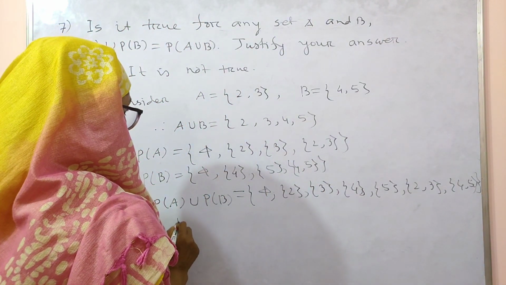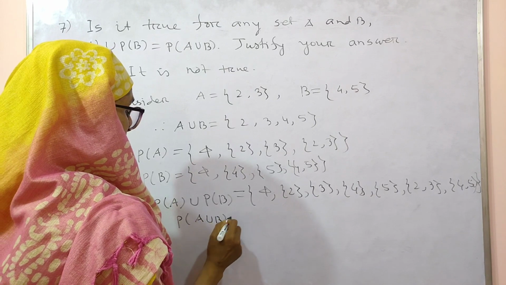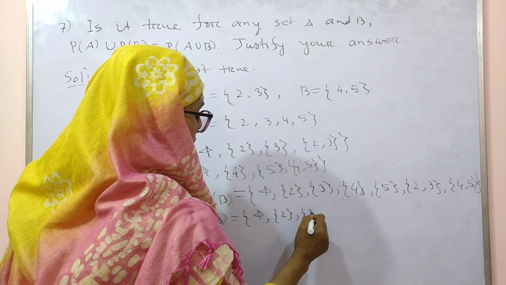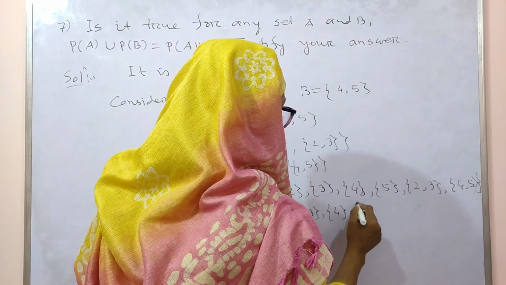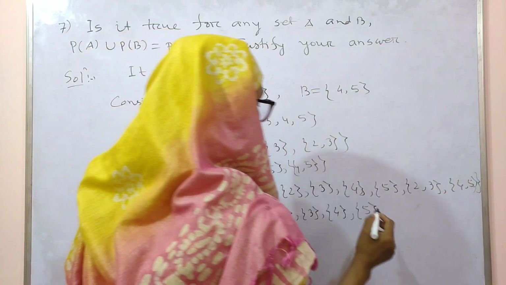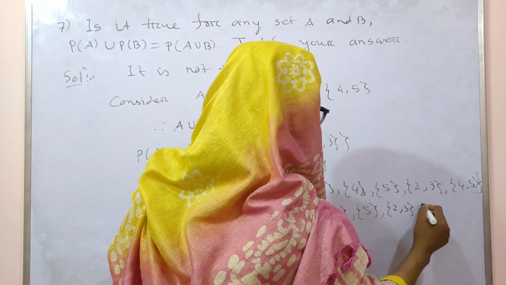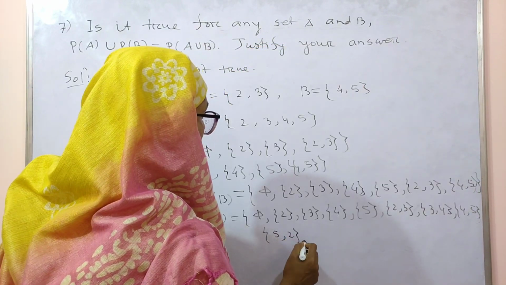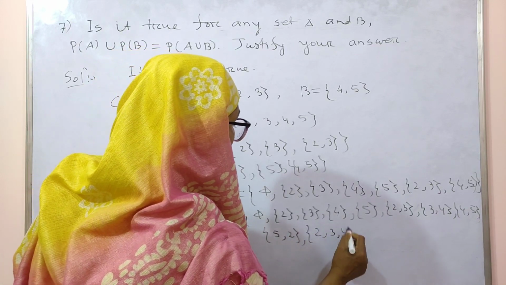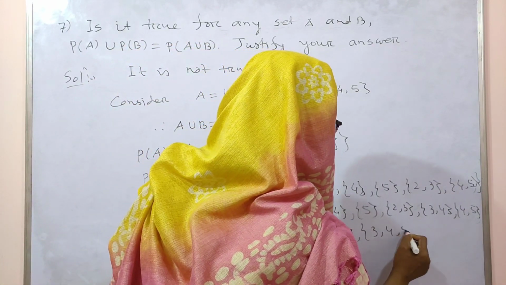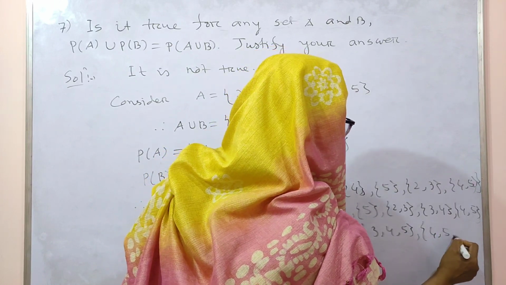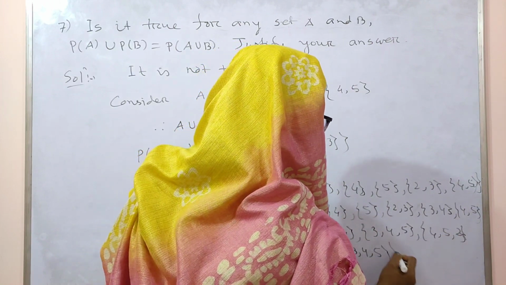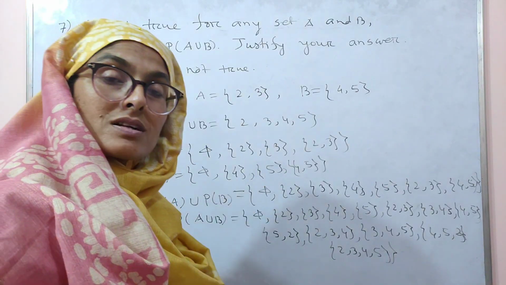Next, find out the power set of A union B. This one means the empty set, next {2}, {3}, {4}, {5}, taking one element. Now take two elements: {2, 3}, {3, 4}, {4, 5}, {5, 2}. Next, taking three elements: {2, 3, 4}, {3, 4, 5}, {4, 5, 2}, and {2, 3, 4, 5}. So these are the elements of the power set of A union B.